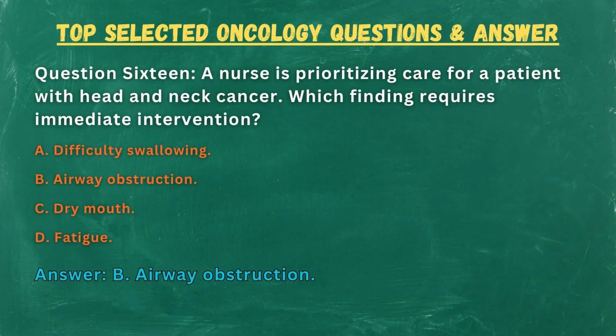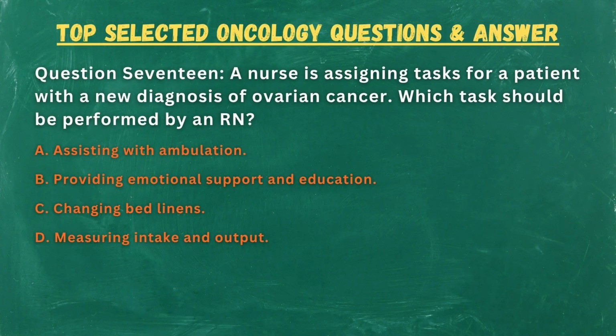Answer. B. Airway obstruction. Question 17. A nurse is assigning tasks for a patient with a new diagnosis of ovarian cancer. Which task should be performed by an RN? A. Assisting with ambulation. B. Providing emotional support and education. C. Changing bed linens. D. Measuring intake and output.